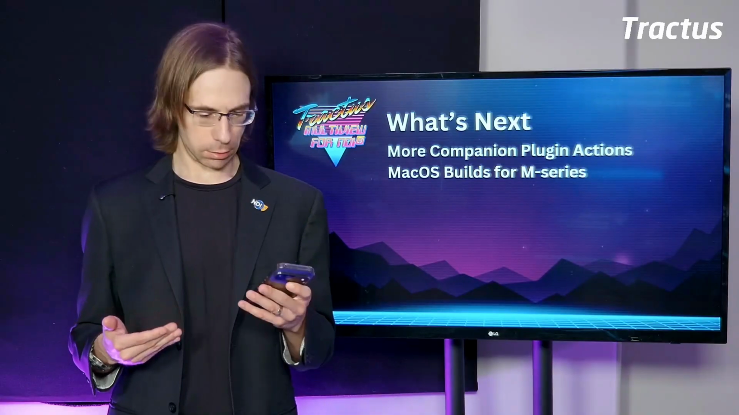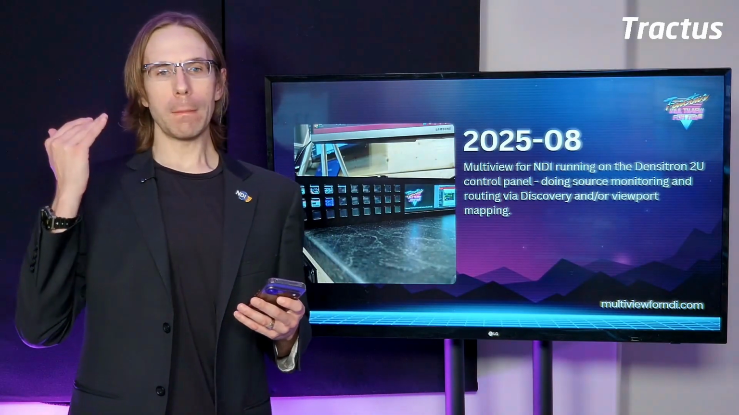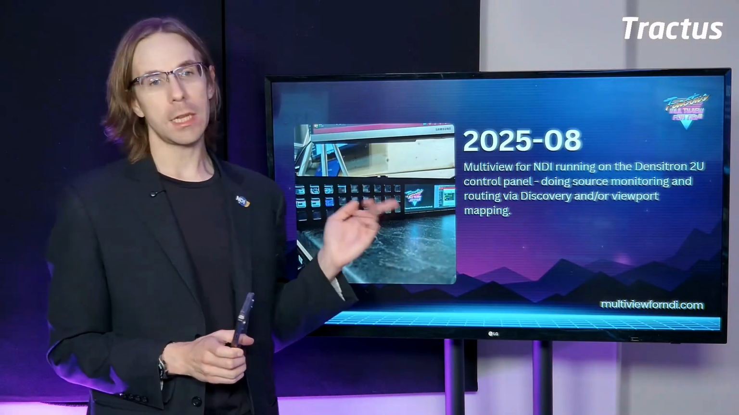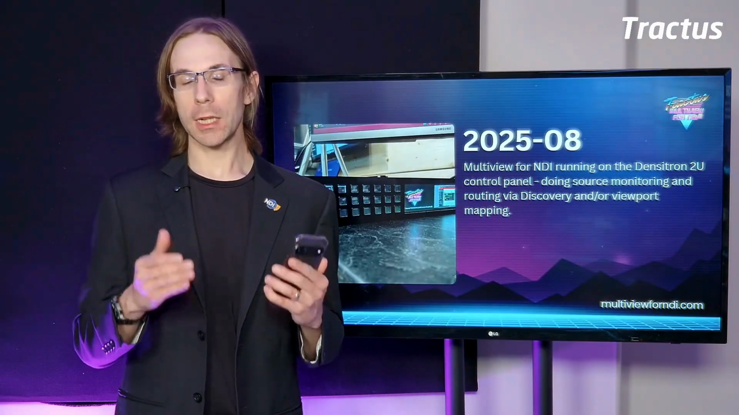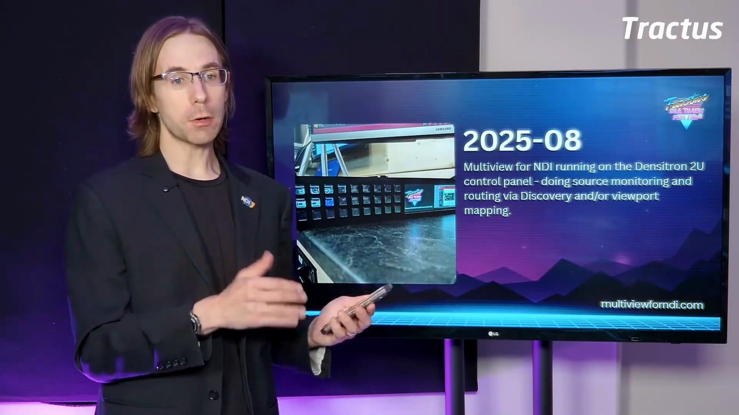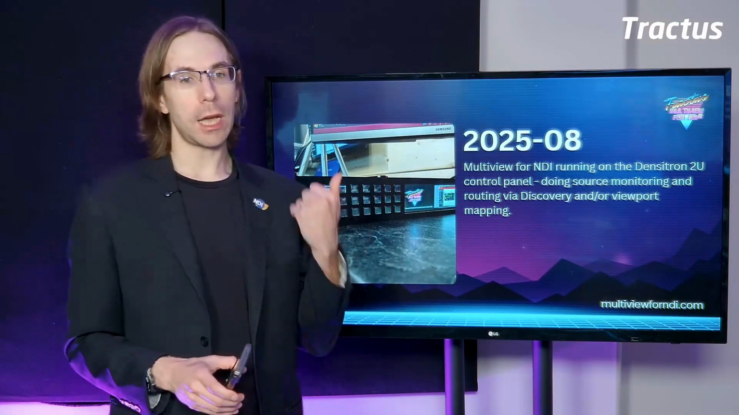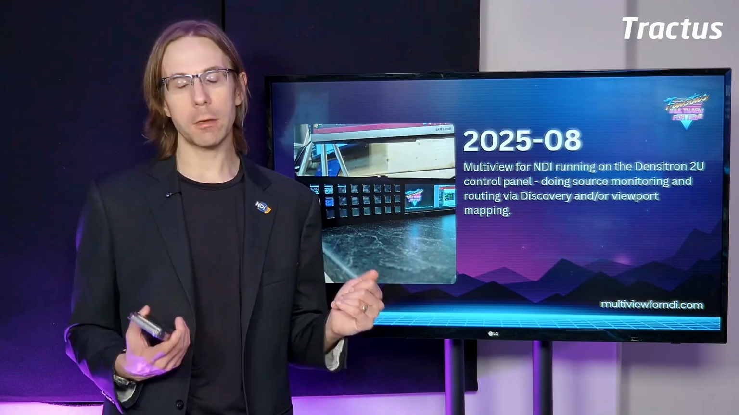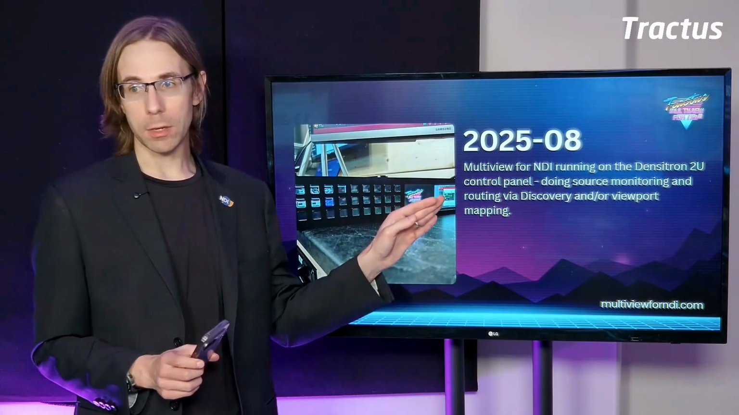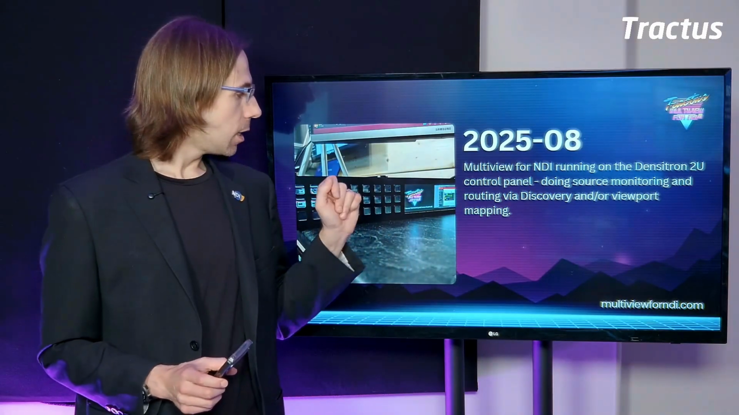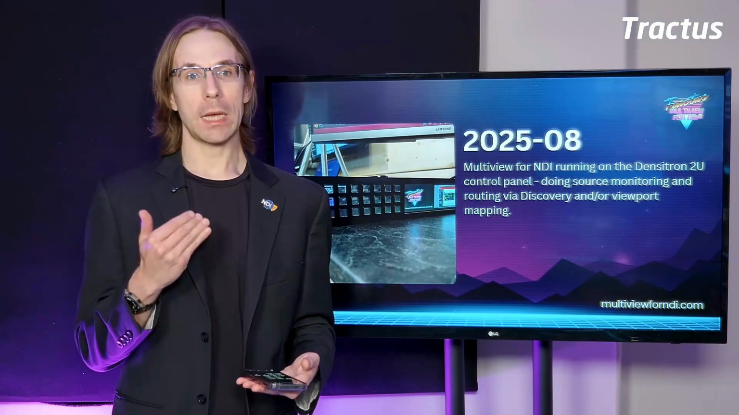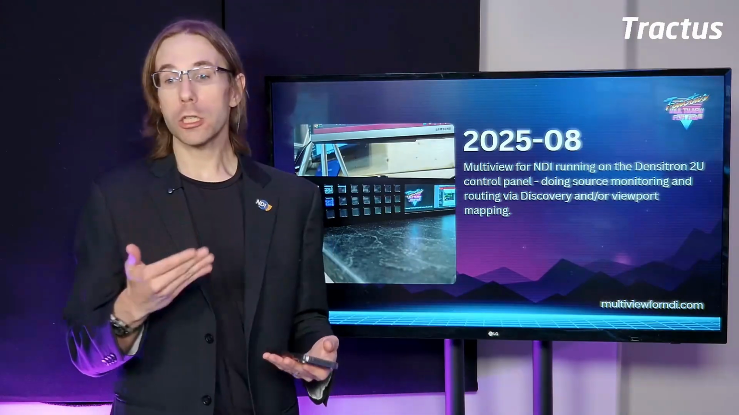So let me jump back into slides here. So Multiview for NDI, we got this running on the Densitron 2U panel. And this particular panel that's sitting on my desk actually has an Intel processor in it. I believe it's a quad-core processor, so it's got a little bit of horsepower. I've got pretty stock Ubuntu Linux installed on it. I ported over Full View for NDI onto it, and it is running with pass-through KVM. I'm actually going to show you that live.